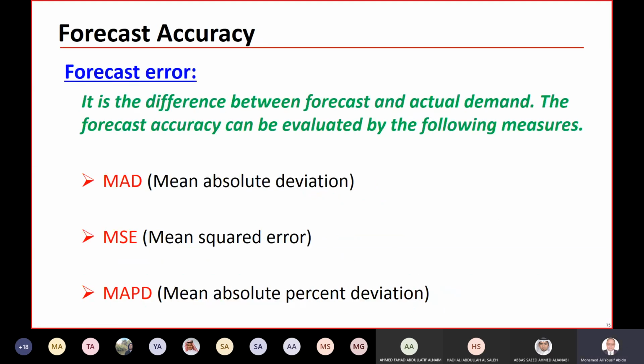We have three measures here for the forecast accuracy. The error is the difference between a forecast and the actual demand. So we have what we call the mean absolute deviation. This is one measure. We will define it mathematically in the next slide. We have another measure, which is mean squared error. Another measure is the mean absolute percent deviation. It is similar to that one, but you get it as a percentage of the total demand.